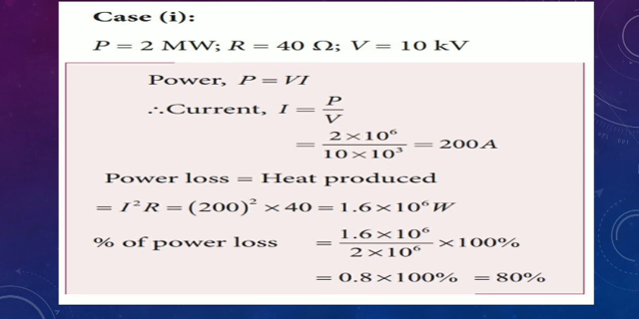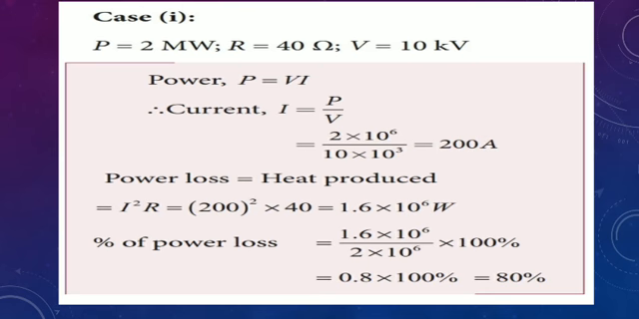Therefore 2 divided by 10. What will come? Yes, 0.2 into 10 power 3. The decimal point moves 3 places to this side. You will get 200. So the current is 200 ampere.